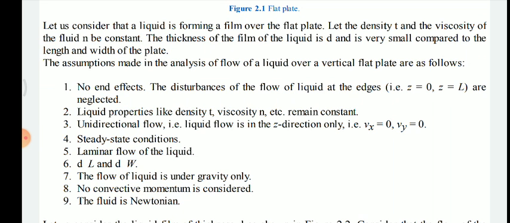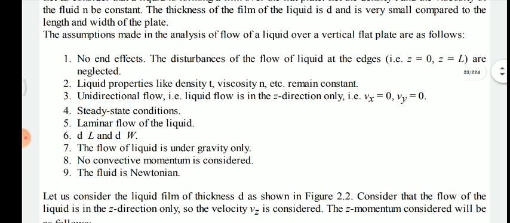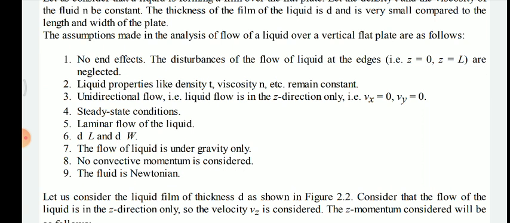So the other parameters, the velocity gradients in the direction of x and y, will be 0. Here the flow is unidirectional, that means the flow is in only one direction. For this problem we consider the fluid flowing in the z direction, so the x and y velocity gradients should be 0, so vx and vy are 0.